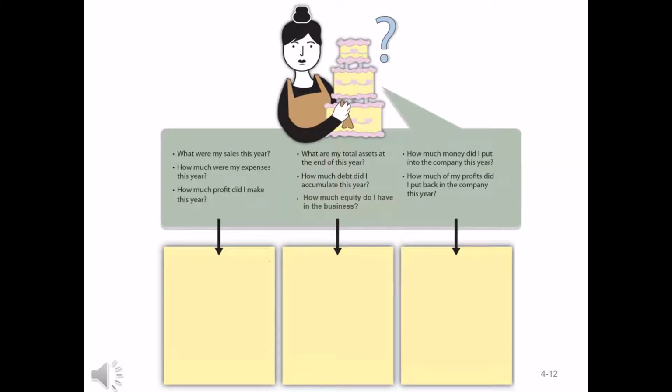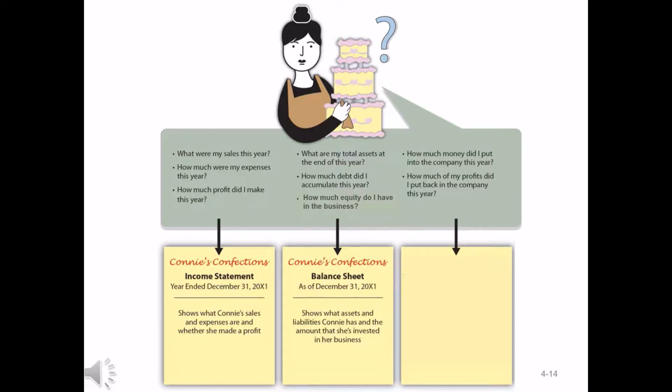Let's review the financial statements again and understand their purpose. If Connie here wanted to know what her sales were this year, or how much her expenses were this year, or how much profit she made this year, what financial statement would she review? Connie would look at her income statement. What if she wanted to know what her total assets were at the end of the year, how much debt she had accumulated this year, or how much equity she has in the business? She would look at her balance sheet.